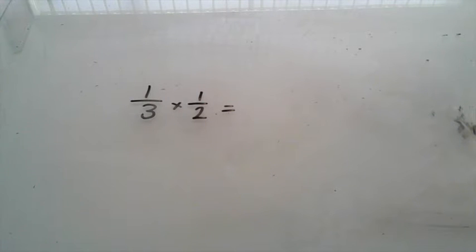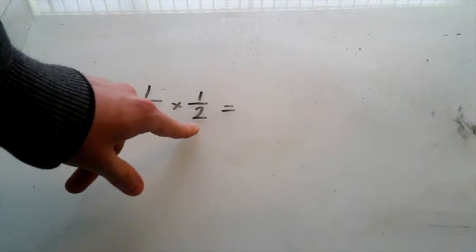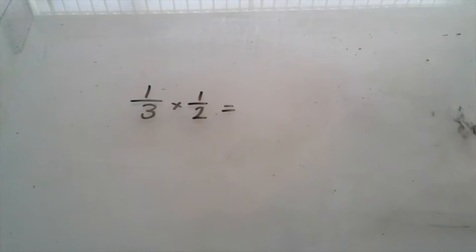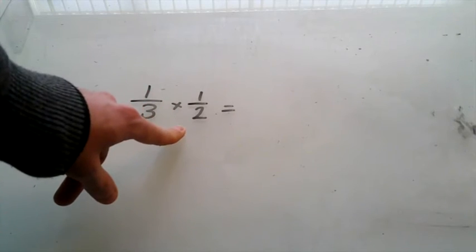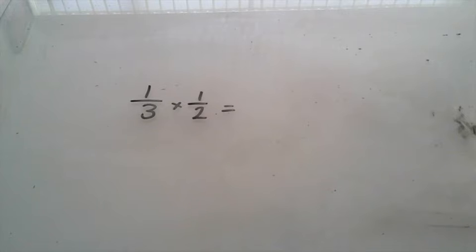In this one we're going to look at multiplying fractions. So we've got a third times a half equals. Now what that means is we are finding a third of a half. So if you folded a piece of paper in half, you would then be finding a third of that.